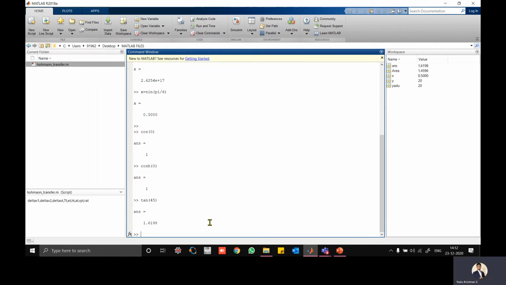This is tan 45. Or maybe tanh x also you can write, tanh x also you can find. So always remember, whatever the angle is there, that angle has to be taken care of here.